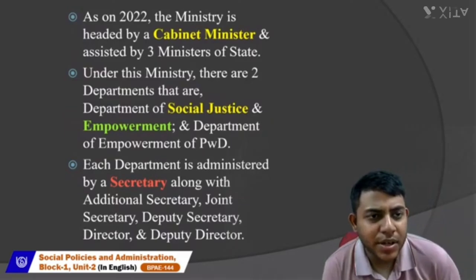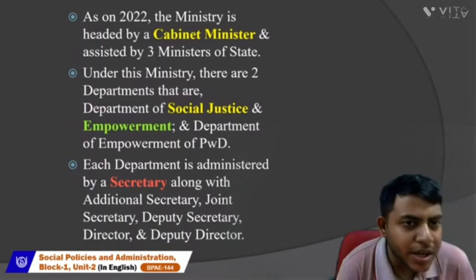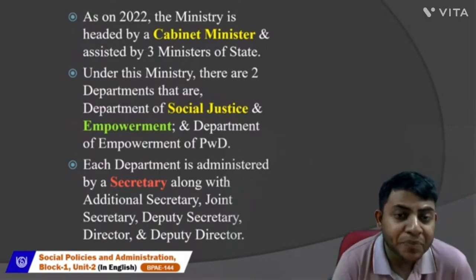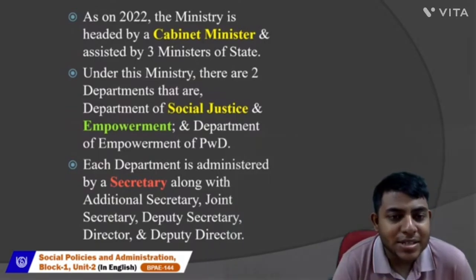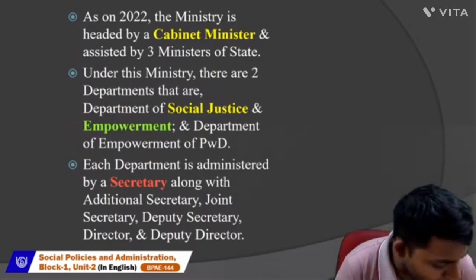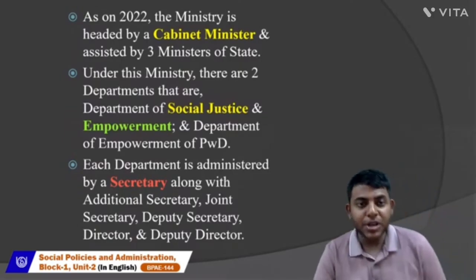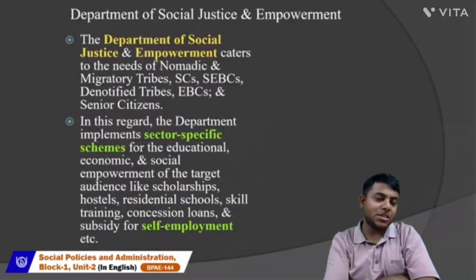So if we talk about this ministry, as on the 22nd of 2022, this Ministry of Social Justice and Empowerment is headed by a cabinet minister and is assisted by 3 ministers of state. So under this ministry, there are 2 departments, that are Department of Social Justice and Empowerment and the Department of Empowerment of Persons with Disabilities. Each department is administered by a secretary along with additional secretary, joint secretary, deputy secretary, director and deputy director. So let us talk about the Department of Social Justice and Empowerment.